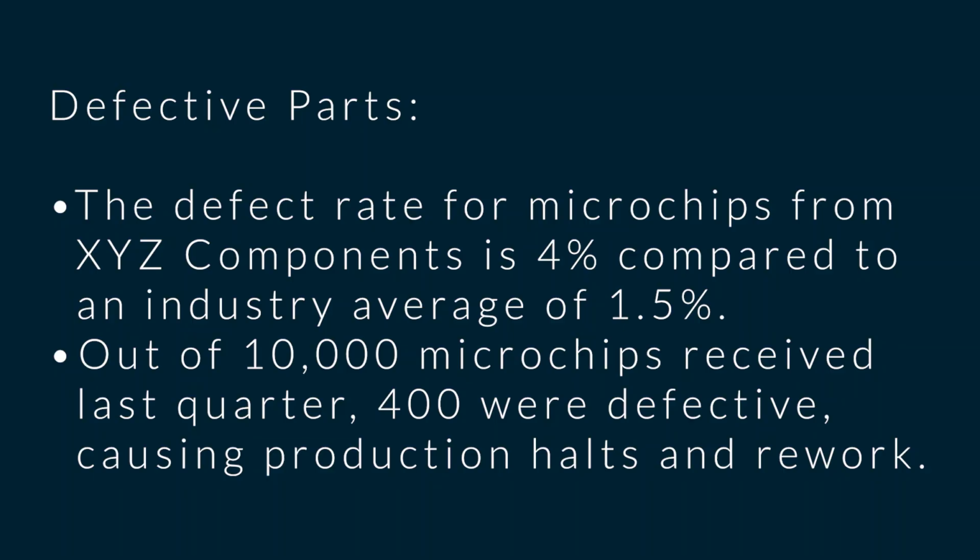So just follow along. Next, the defect rate for microchips from XYZ is 4%, compared to an industry average of 1.5%. Out of 10,000 microchips received last quarter, 400 were defective, causing production halts and rework. You may be in a position to understand why the suppliers are having those problems, but just because you understand why doesn't mean those problems are not impacting your business. So the impacts are there.